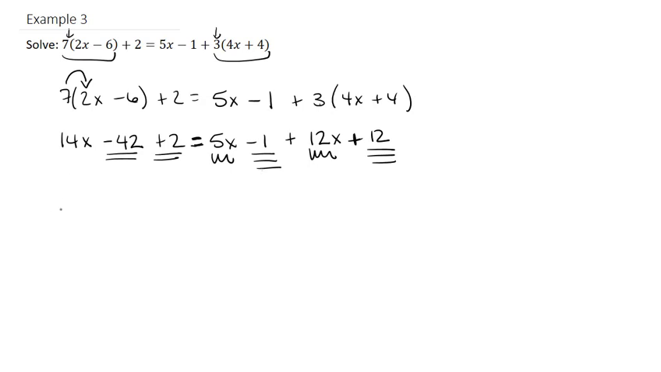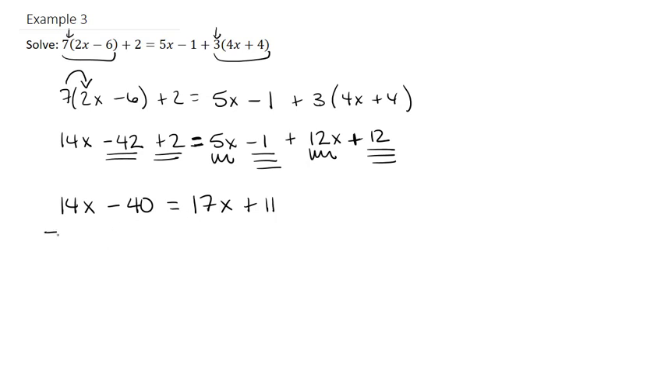So on the left-hand side, we just have 14x. Now we have minus 42 plus 2. So that is just equal to negative 40 equals now 5x plus 12x, as we need to add the x's together, is equal to 17x. Now we have negative 1 plus 12, which is equal to plus 11.